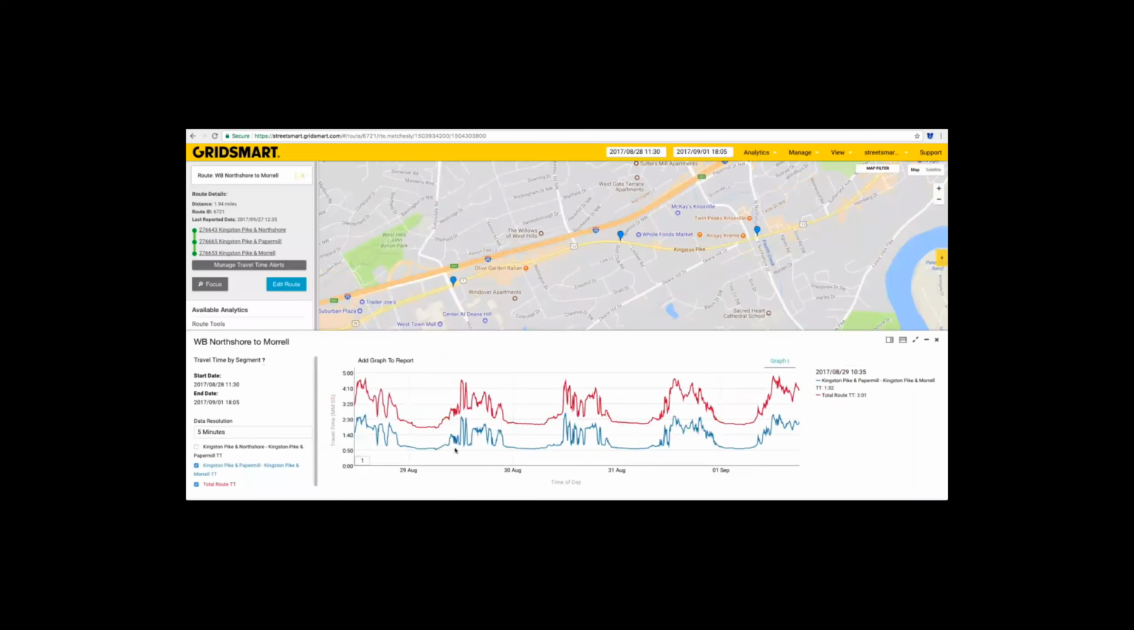Now we look at the second segment, which is from Paper Mill to Morrell along Kingston Pike. We can see a dramatic increase in travel time during lunch. This tells us that this segment is where the most lunchtime congestion is happening. After doing a little research, I found that this area has more than 30 places to eat along Kingston Pike. This explains why there's such a large uptick in traffic during the lunchtime.